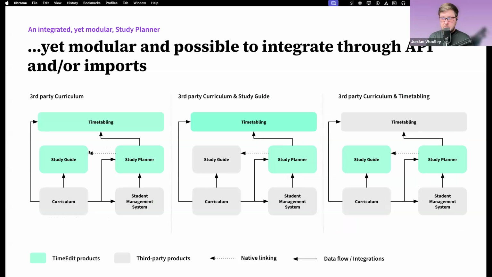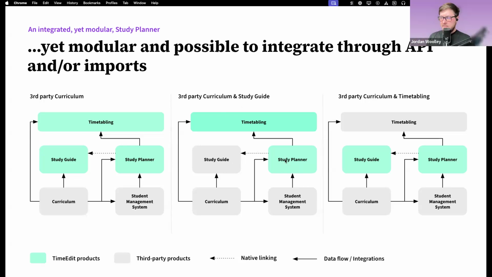So these are some examples. You may have TimeEdit timetabling and study planner. Instead of having everything, you may not use our curriculum system. You may use your own, right? Or a third-party curriculum system, or you may use a manual curriculum process. As long as you get the data into our system, we can utilize that.